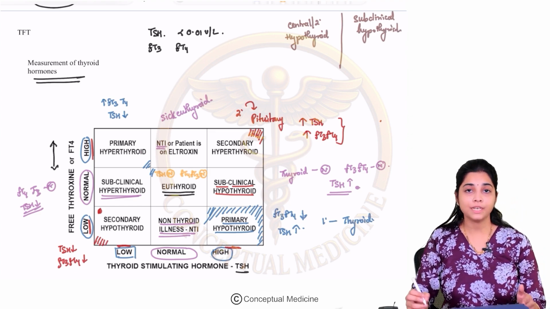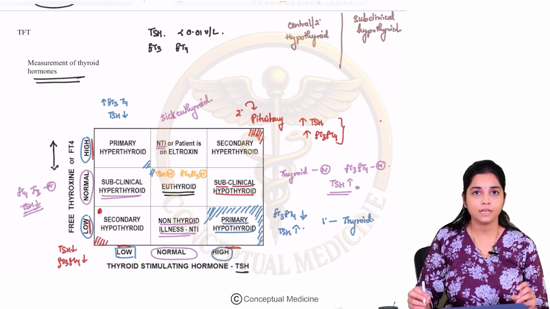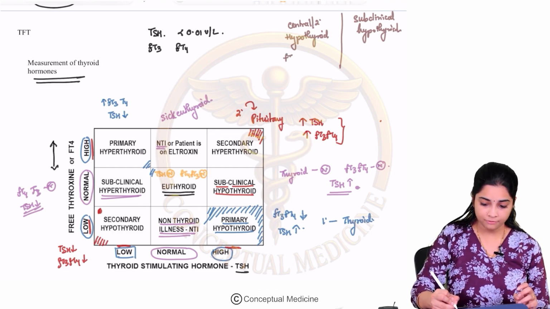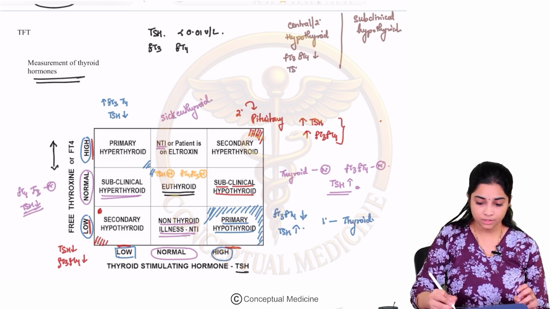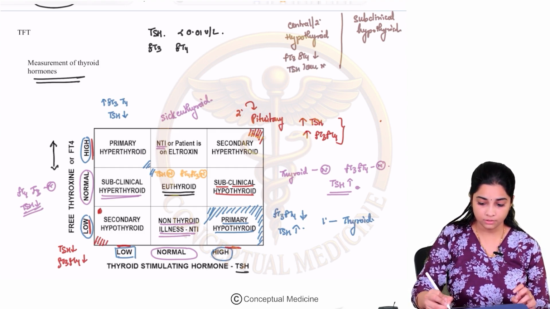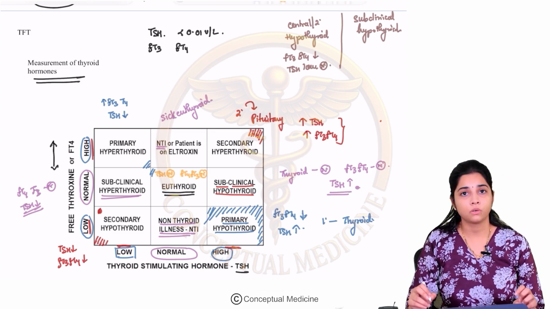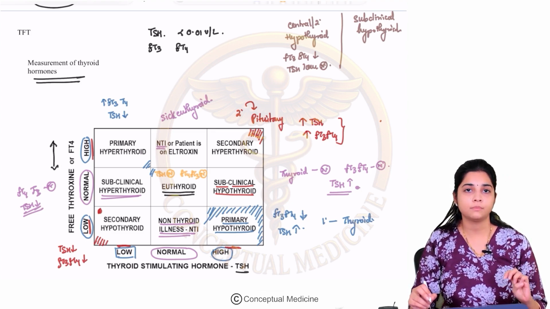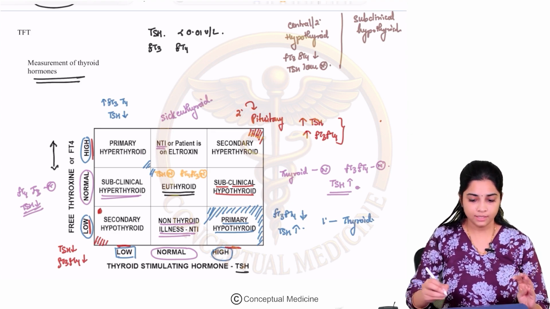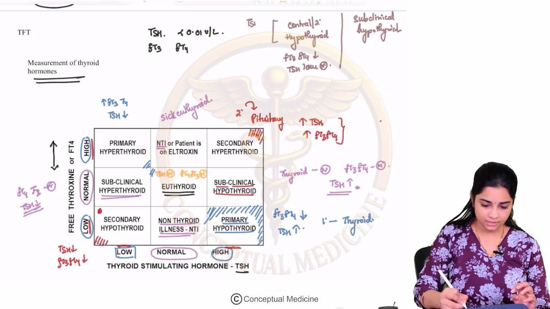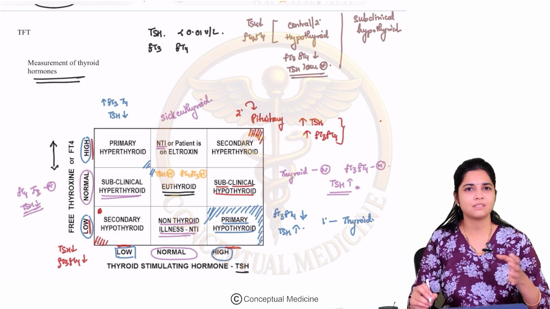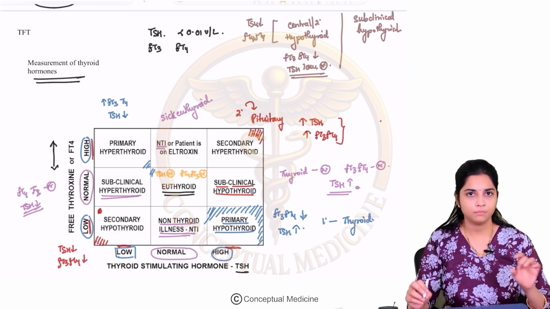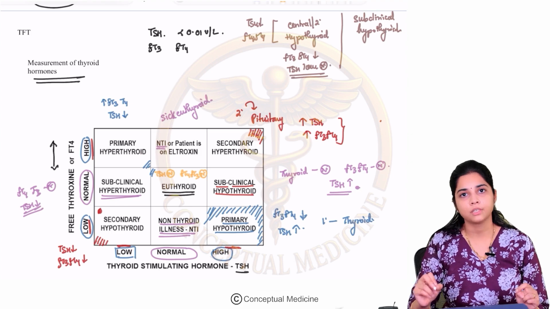Sometimes in central or secondary hypothyroidism, the FT3, FT4 will be low, but the TSH will still be low normal. The TSH has not yet begun to drop. So in central hypothyroidism, ideally what will happen? TSH will be low or low normal, just about at the cutoff, and the FT3, FT4 is low.